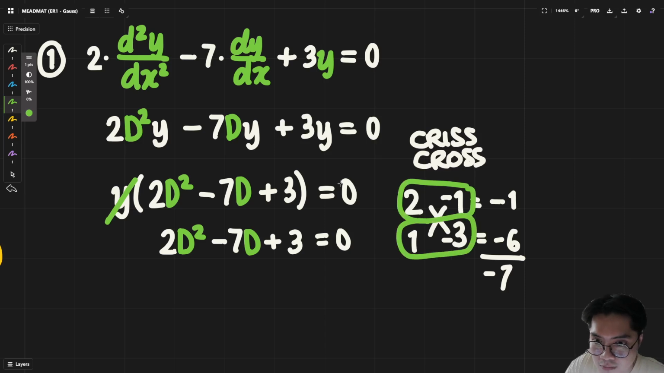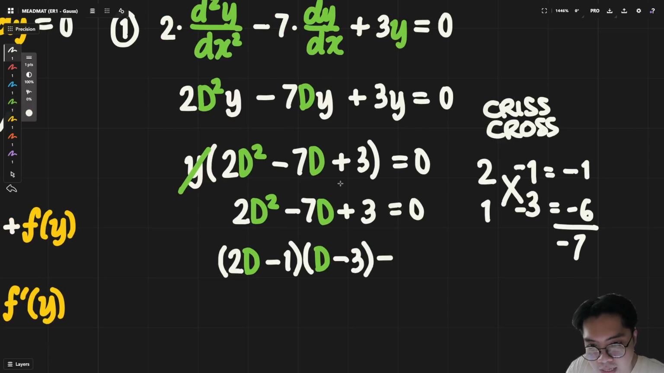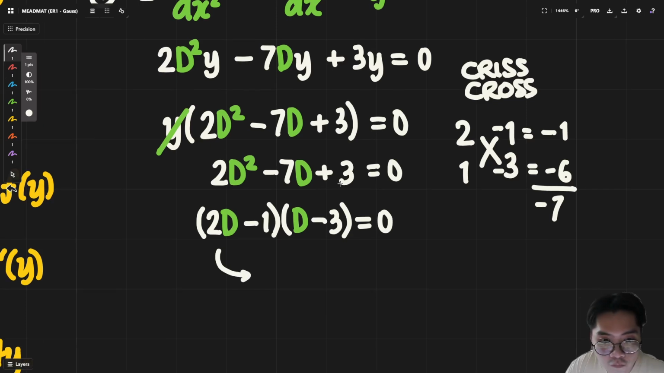Okay, it's raining again. So now what we can do is we can say that this is just equal to 2d minus 1 times d minus 3 is equal to 0. And then you will get two values in here, which correspond to d equals 1/2 and d equals 3.